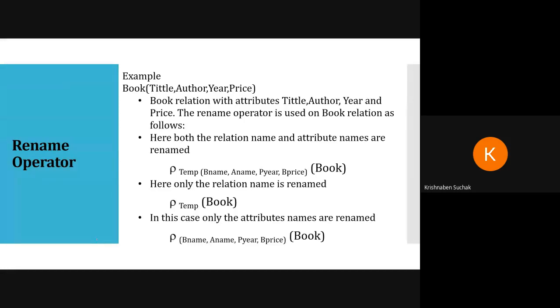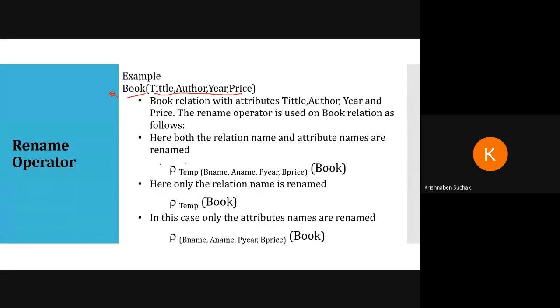Okay. So here there is one example. There is one table, book, and the attributes of the table are title, author, year, and price. These are the attributes of the table book, or you can say this is the relation and these are attributes or columns. So book relation with attributes title, author, year, and price. The rename operator is used on the book relation as follows. See, in our first query, what are we doing?